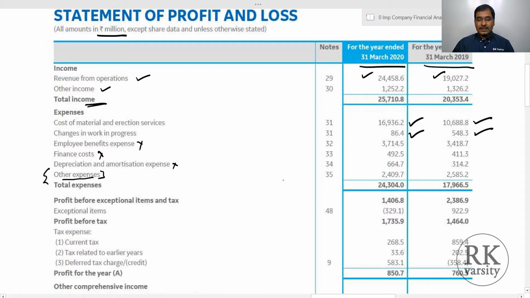So for other expenses, from a statement of profit and loss account and annual report of a company, you need to look at the related notes. So here the related note is 35. When it comes to revenue from operations, the related note is 29, and for other income the related note is 30. As the cost of material and change in work in progress are directly given, I have not collected the notes for these two. Now we look at the revenue from operations.